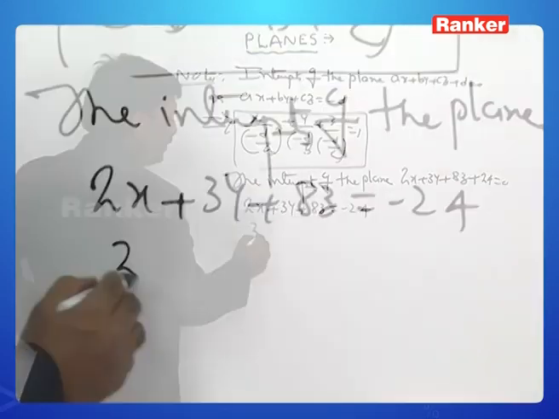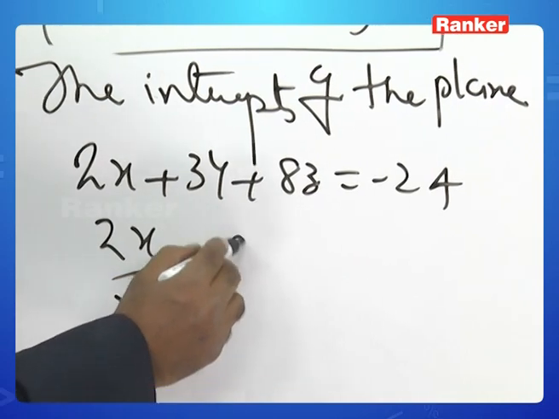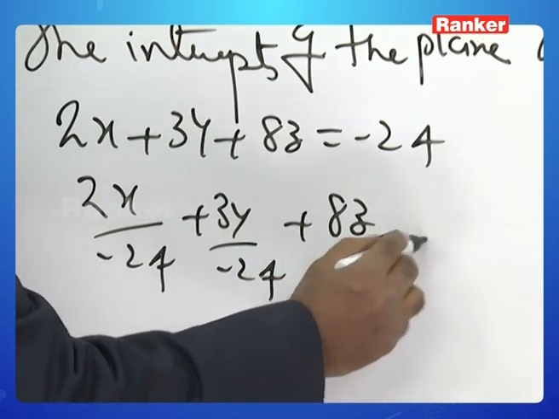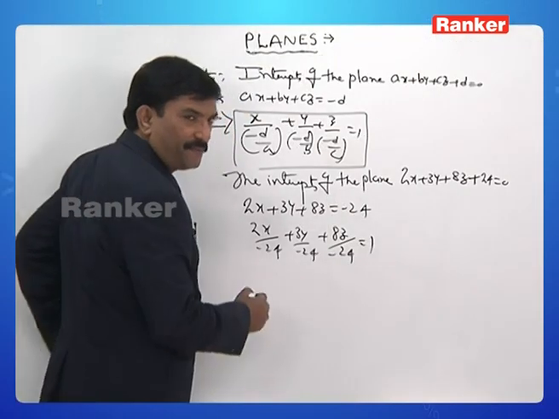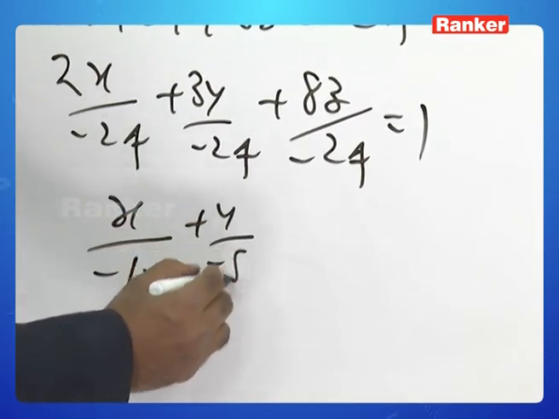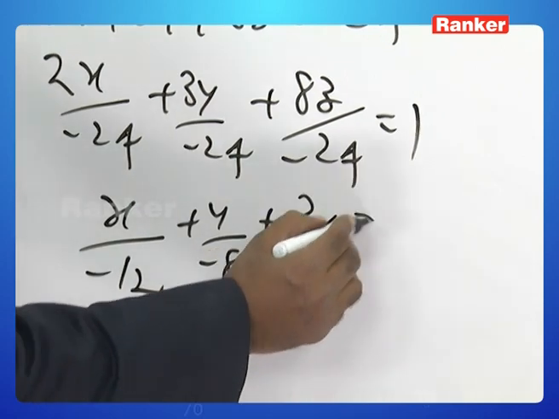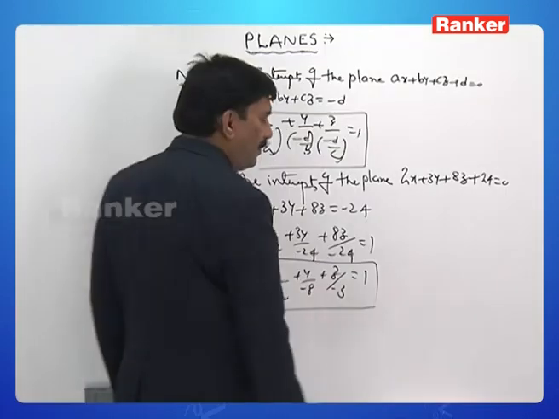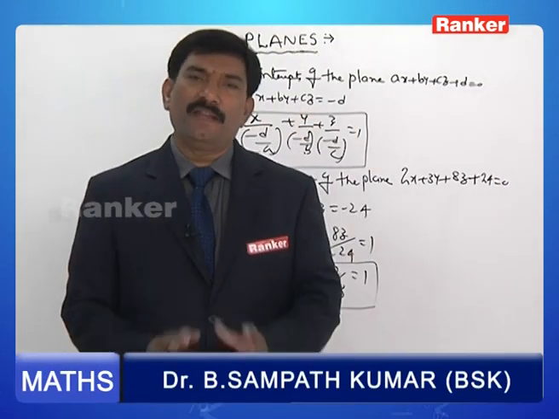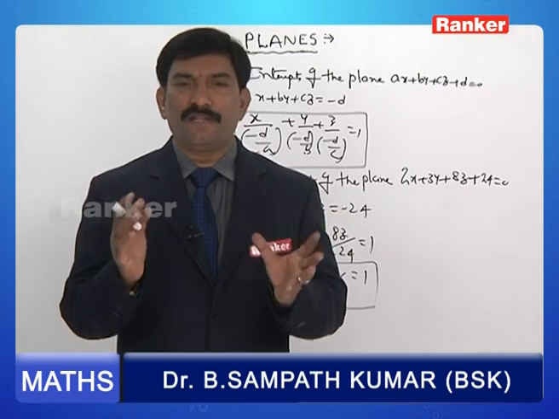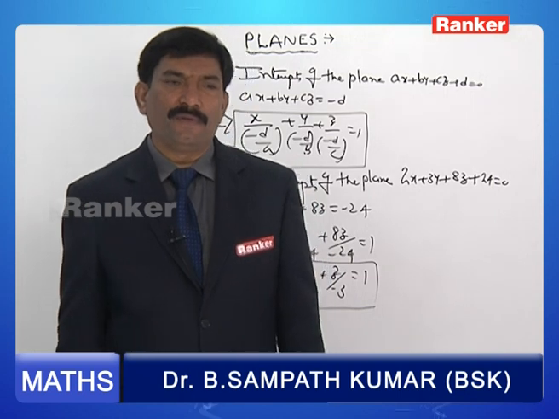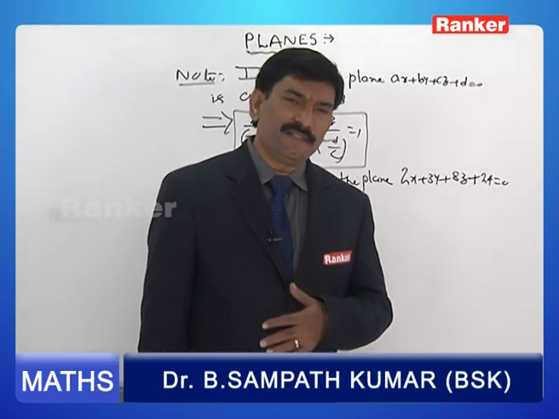So therefore, 2x by minus 24, 3y by minus 24, 8z by minus 24 is equal to 1. So therefore, now I can write x by minus 12, y by minus 8, z by minus 3 is equal to 1. So this is how you can find out the equation of a plane in an intercept form, converting the general equation of a plane into an intercept form. Followed? Right.